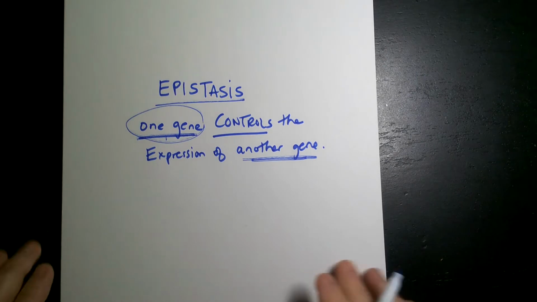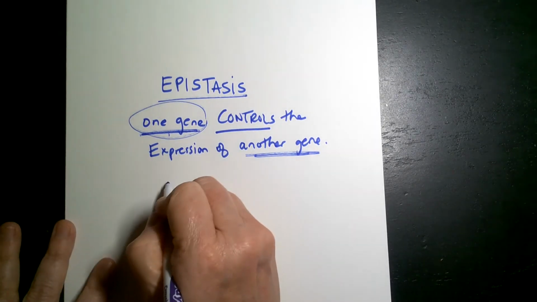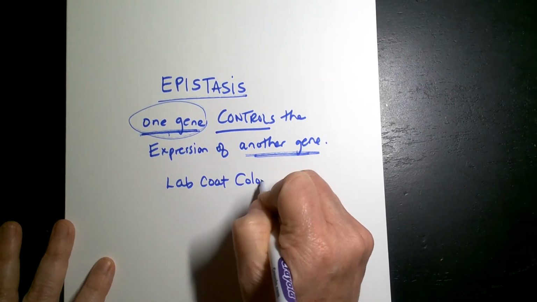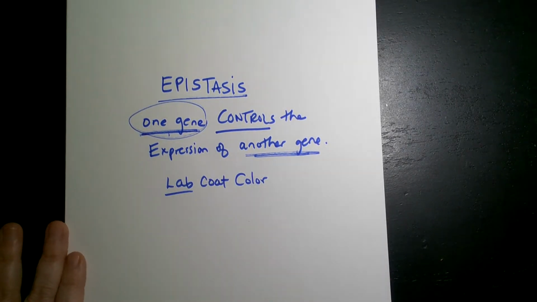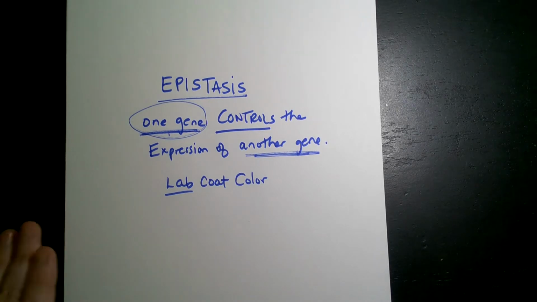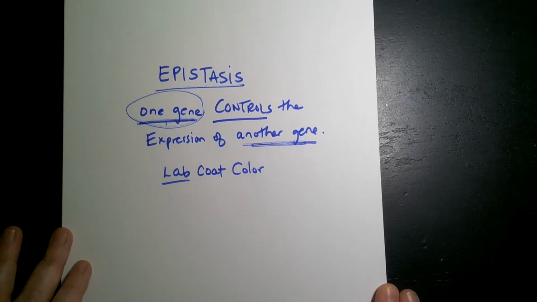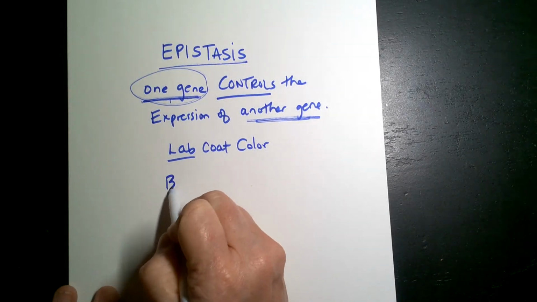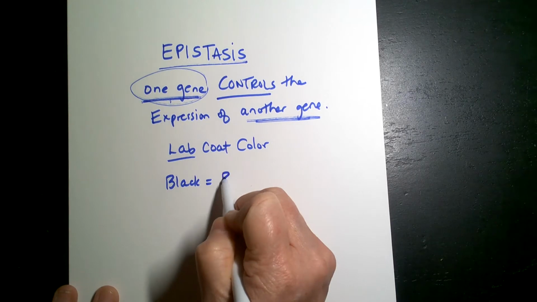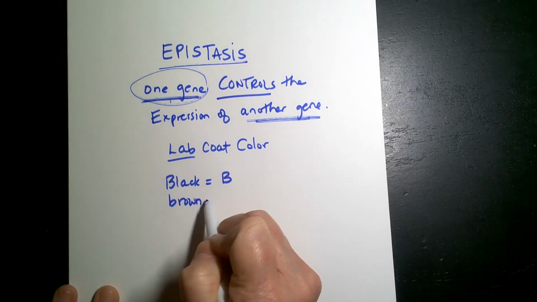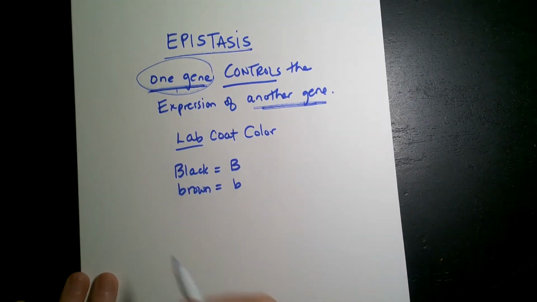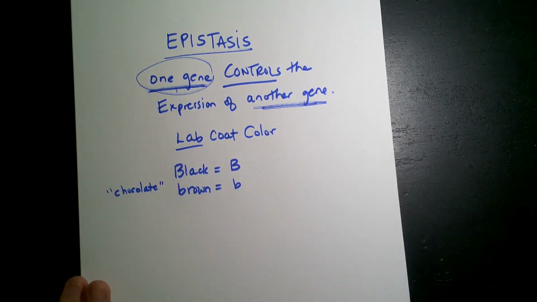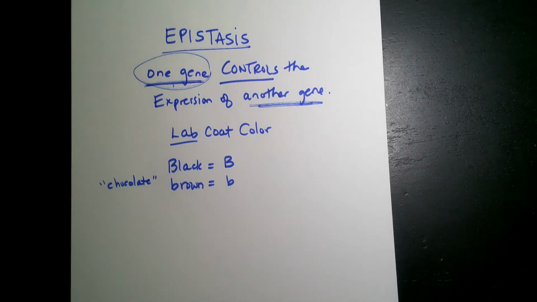And so there's a lot of scenarios like this, but our most common is going to be lab coat color. Now, when I'm talking about labs, I'm talking about the dog. It's a Labrador Retriever. And the color of the lab is based on a situation with epistasis. So black is dominant to brown. And so lots of times with brown labs, they call them chocolate.